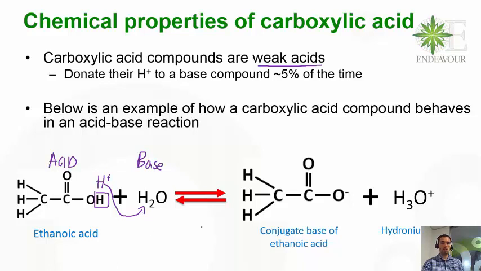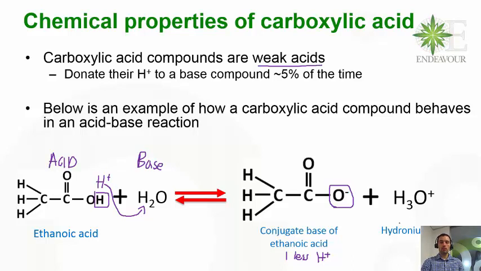So after this has occurred, we've now got our product compounds. We've got the conjugate base of ethanoic acid, which has one less H+, and we can see that here. It no longer has a hydrogen or an H+ attached to that oxygen there. It's now O-. Minus because it has the extra electron. Remember, H+ is just a proton, no electrons.